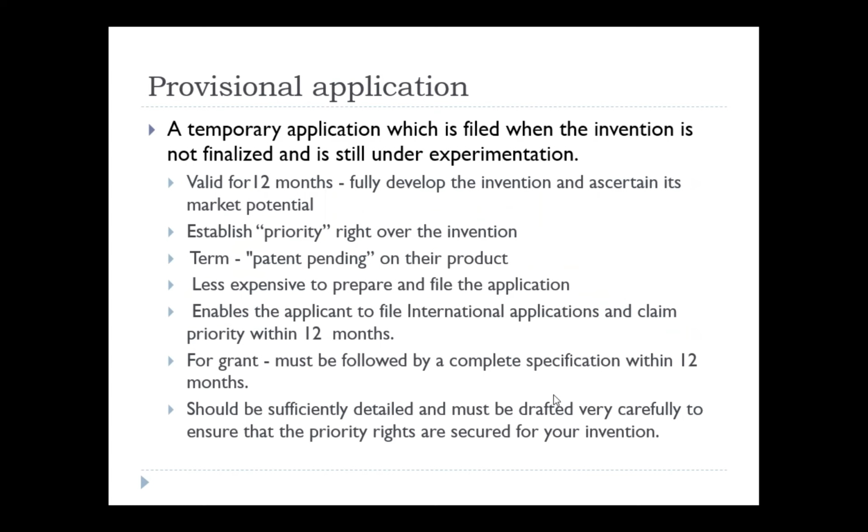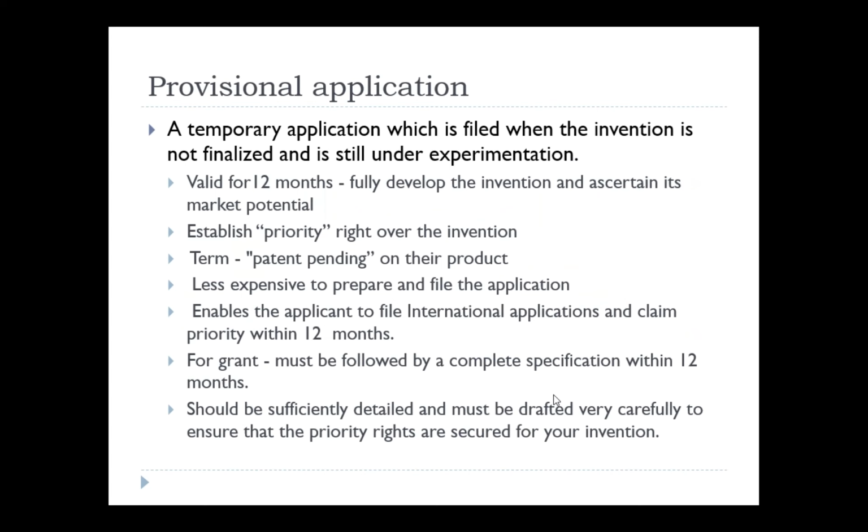Herein, we are protecting it during our testing period. We are ensuring that no one can copy our invention. That is the only aim or motto of going ahead with a provisional application. Okay, so be clear about it. This is the state of provisional application. It should be sufficiently detailed and must be drafted very carefully to ensure that priority rights are secured for your invention. That is again the most important thing.